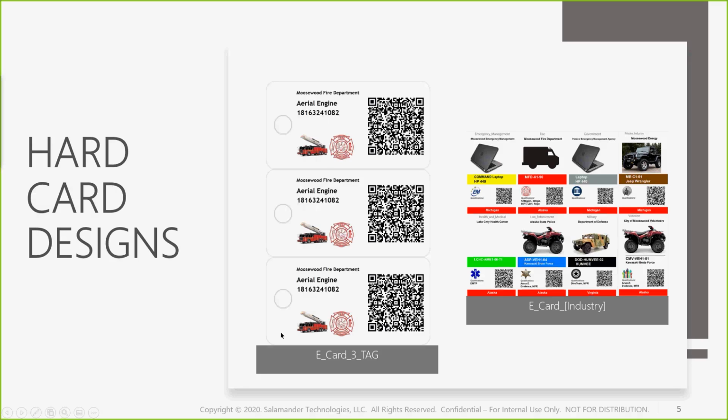Now, what's unique about the 3-up tags is that these can be used in place of sticker labels for equipment that may not have a large enough surface to place a 2x1 label. For example, extension cords.